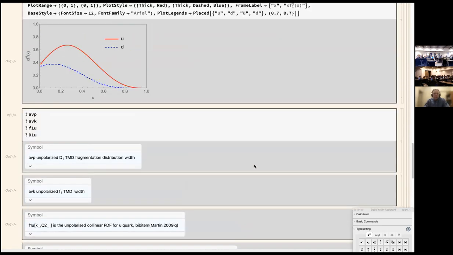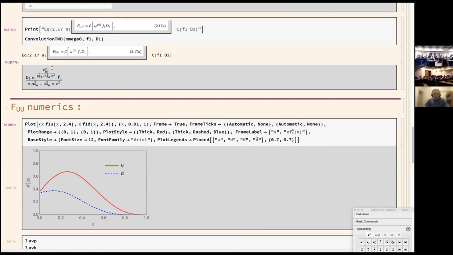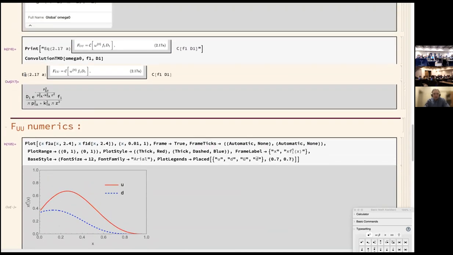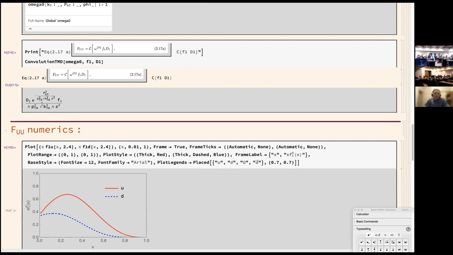So right now what I did here is, oh, here we go. So this is the result of this convolution. It tells me that it is D1 times F1 times the exponential of minus PHT squared. PHT again is the transverse momentum of the produced hadron, squared, divided by this combination of the widths of the TMD F1, which is KTA, and the fragmentation function D1, which is PTA, okay?